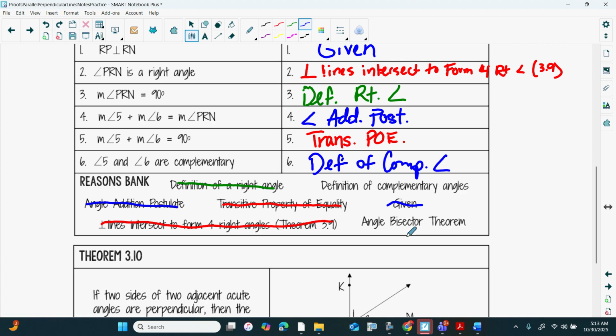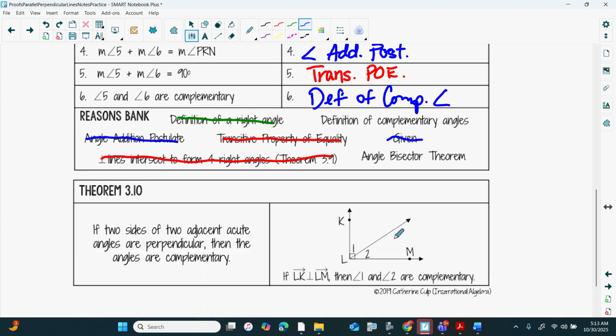Now the last little theorem here is kind of combining that theorem 3.9 and complementary angles. So if two sides of adjacent acute angles are perpendicular, so because I know it's perpendicular, I know I'm going to have this box right here, and the angles are complementary. So if I know I have a perpendicular line and these two angles side by side, they're adjacent, then they're always going to be complementary, right?